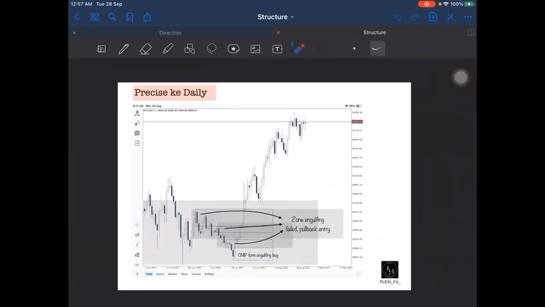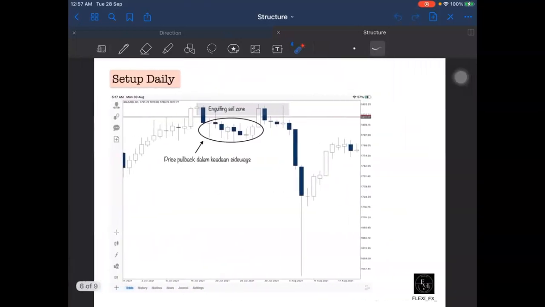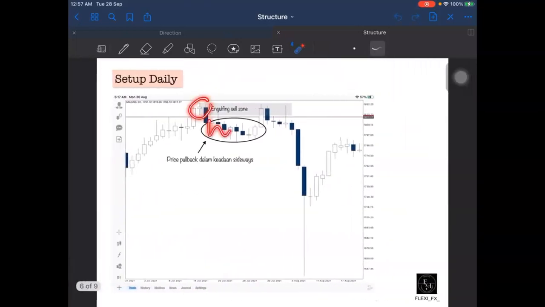So yes, price has to form engulf, pull back by sideways, and it has to form another engulfing. But see, here you cannot see engulfing, isn't it? When it forms engulfing, price already goes very far. That's why you have to precise to a low time frame. But this one is based on confirmation entry, so I will explain it more in the last video.